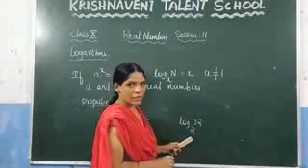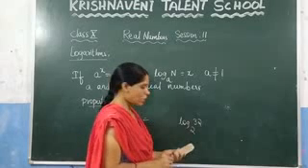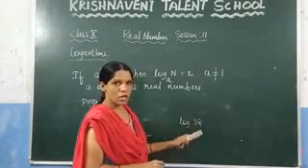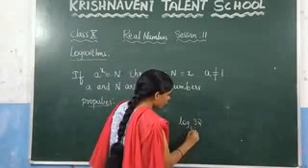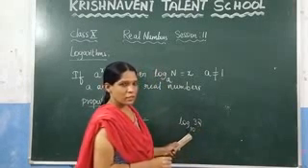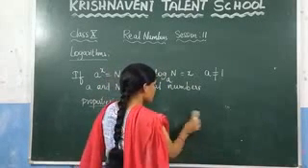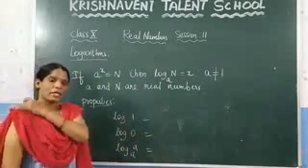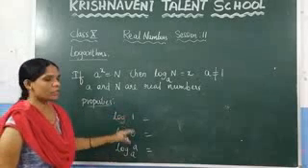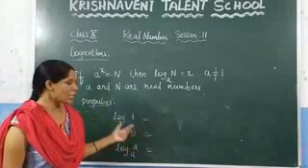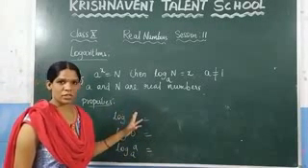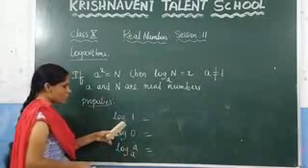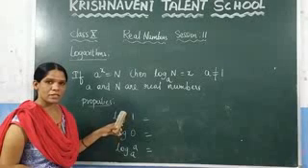Here the base is given for you. If the base is not given, suppose you have log 32, then you have to take the base as 10. You have to remember that if the base is not given, you take the base as 10. This we call common logarithms. The natural logarithm is also there, but it is not in your syllabus.